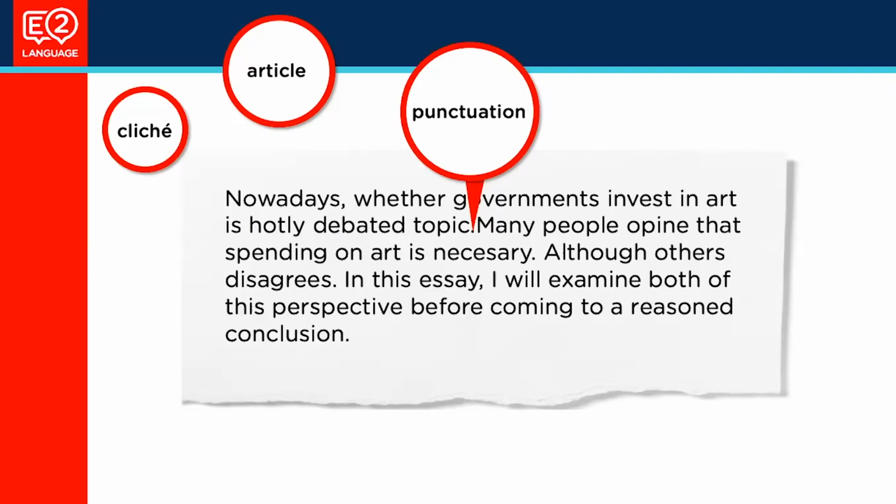Okay, next sentence says, many people opine that spending on art is necessary. So next problem is here. This is a weird word. It is really not used in English in this way. We should say many people think, many people feel, many people believe. Forget about this word. It sounds super strange.